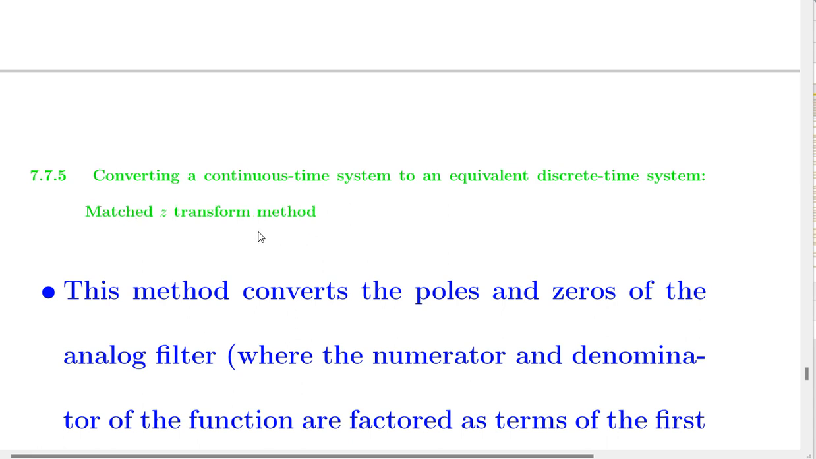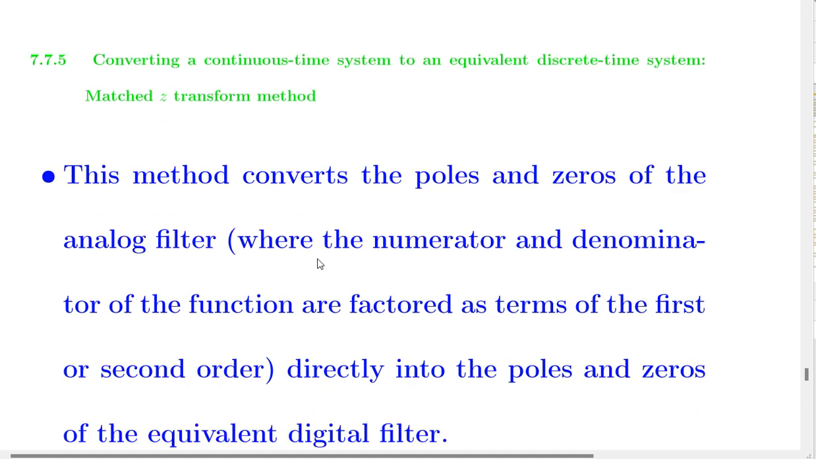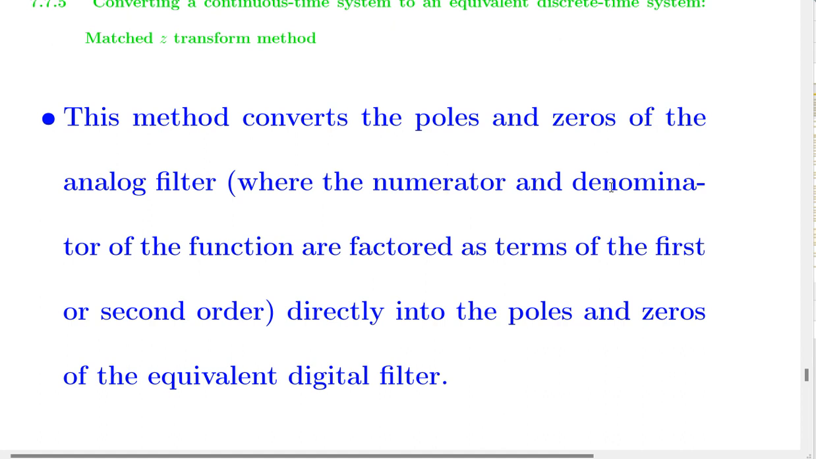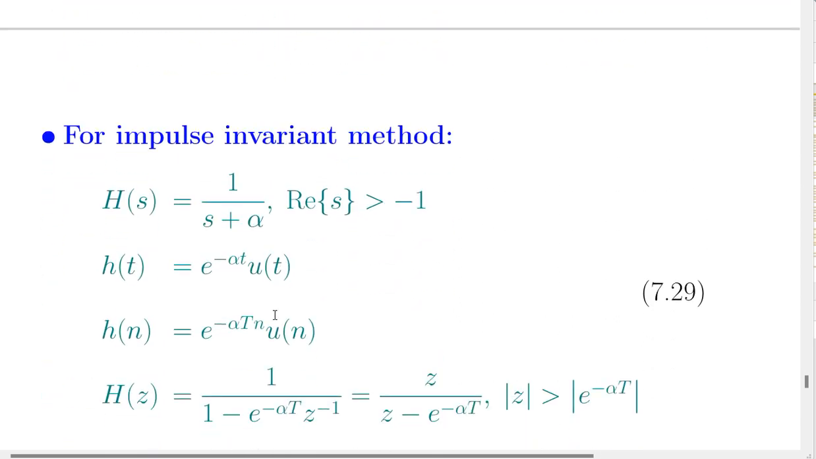Now, matched Z-transform method as the last method for converting analog to digital. This method converts the poles and zeros of the analog filter, where the numerator and denominator of the function are factored as terms of the first or second order, directly into the poles and zeros of the equivalent digital filter.